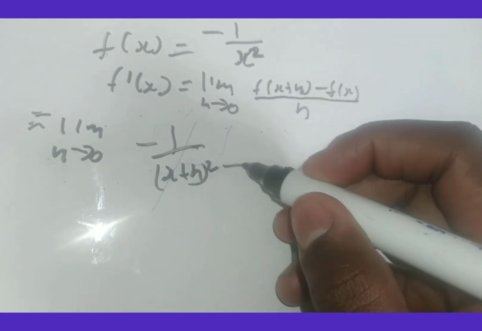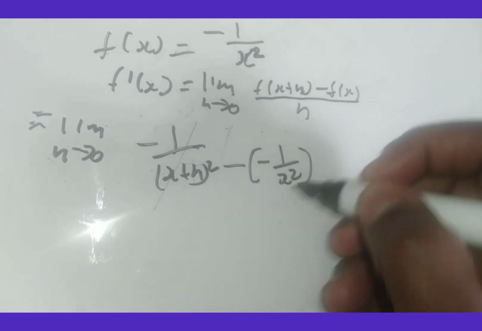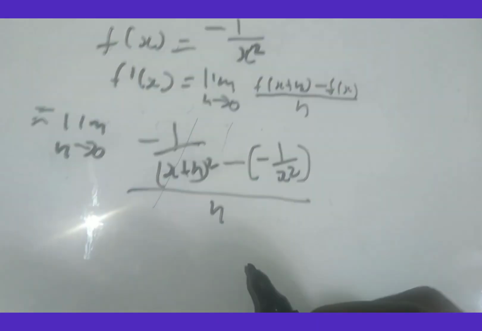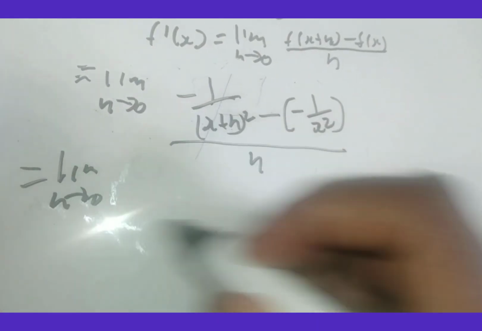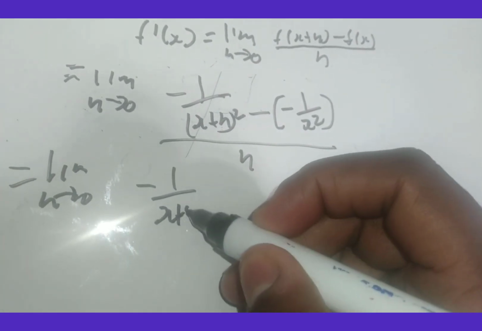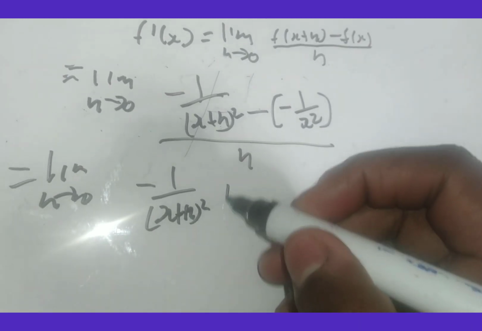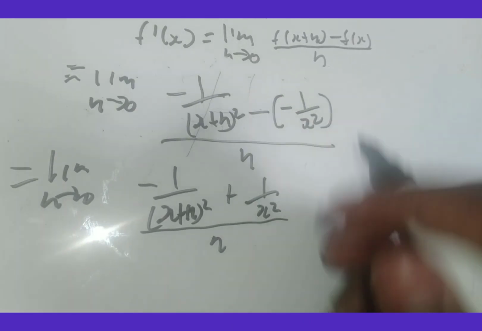Then minus the original formula. Because it's a double negative, I had to put it in brackets. Then this is all over h. Then what we have here is limit as h tends towards 0. What we're going to have there is minus 1 over x plus h, and then we're going to have plus 1 over x squared, divided by h, because the minus minus becomes plus.